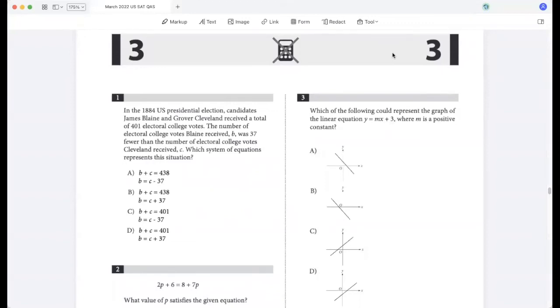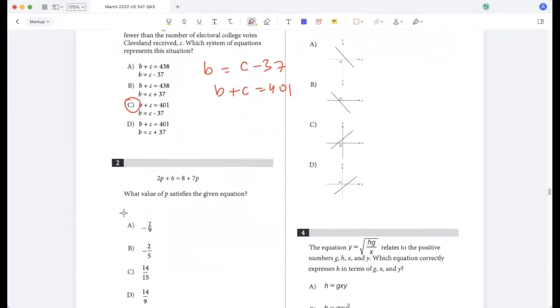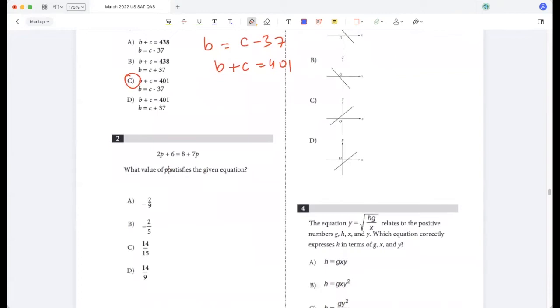Question 1. In the 1884 US presidential election, candidates James Blaine and Grover Cleveland received a total of 401 electoral college votes. The number of electoral college votes Blaine received was 37 fewer than the number Cleveland received. So B was C minus 37, and B plus C was 401. What value of P satisfies this?